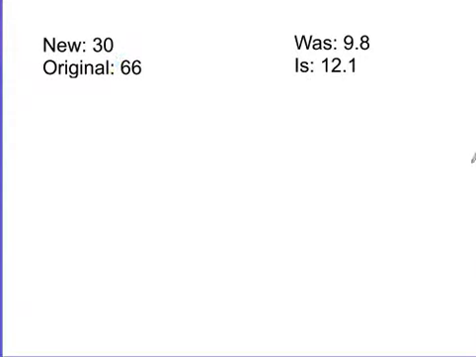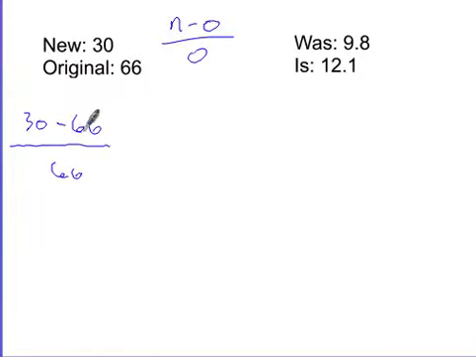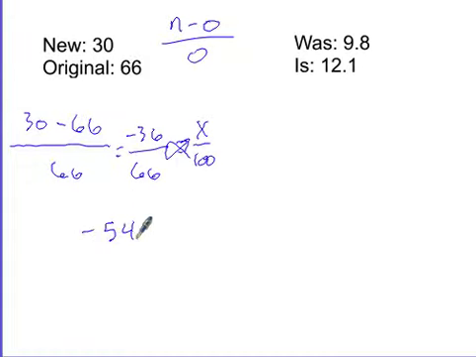All right. So what was the formula, by the way? New minus old over old. And so new is 30. Old is 66 over 66. These two numbers should always be the same. So 30 minus 66 is negative 36 over 66. You could use a percent proportion equals x over 100. Negative 54.5%. Okay?